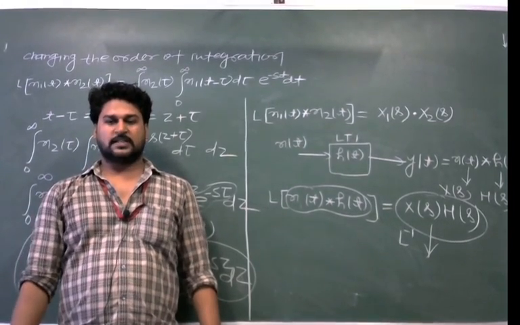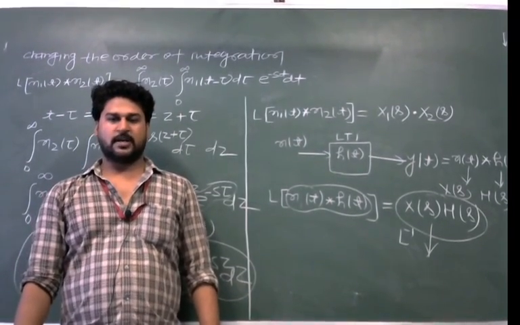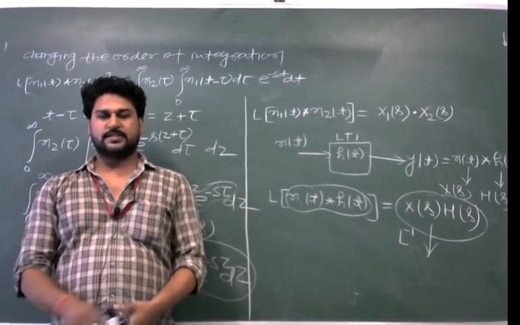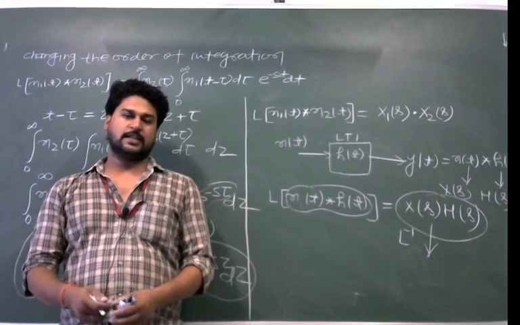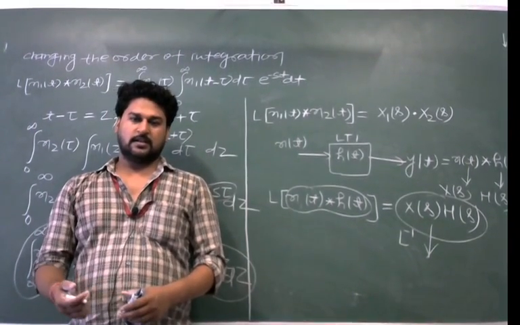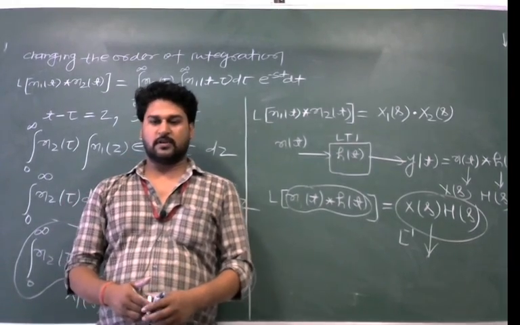So this is all for this lecture. There are some more properties like multiplication of the signal, conjugation, Parseval's theorem, and the final and initial value theorems. In the coming lecture, we will discuss these remaining properties. This is all for this lecture. Thank you.